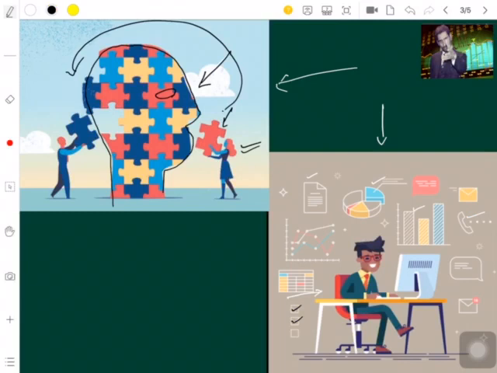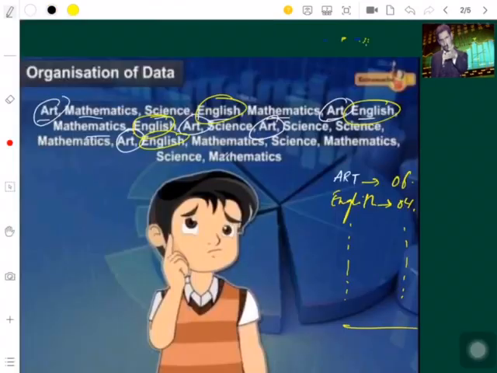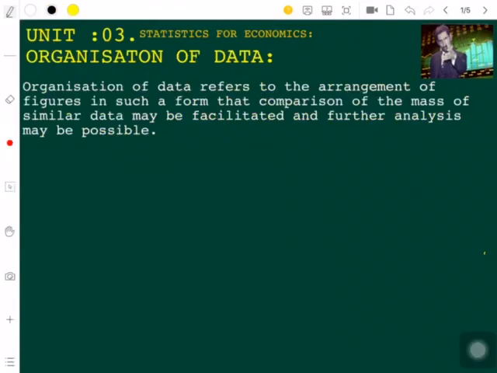Now let us begin from the base where we started, that is, what organization is. Here you can look at your screen. I have given a definition, and this definition says all that we were talking about. Organization of data refers to the arrangement of figures. You can see it, arrangement of figures. These figures are of importance to us. That is what statistics is all about.